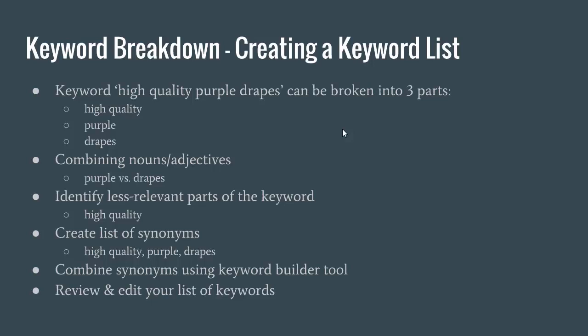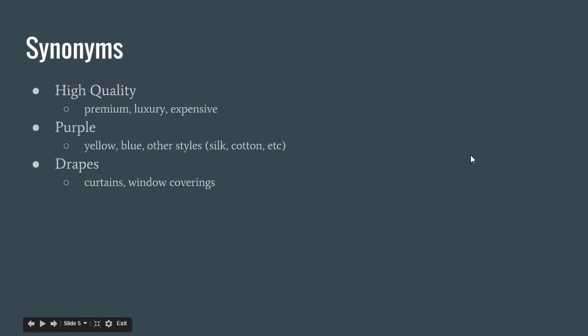The next thing we want to do is create a list of synonyms for our keywords. So we did that in the previous episodes as well. So we want to create a list of synonyms for the word high quality, for the word purple, and the word drapes. The next thing we want to do is combine those synonyms using a keyword builder tool, and then review and edit the list of keywords. All right, let's get into the example here.